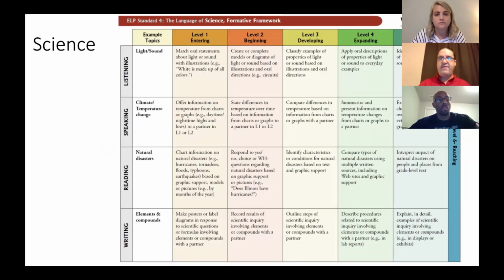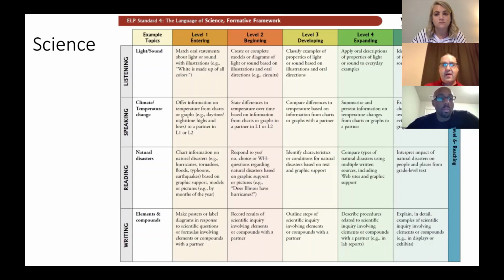And I've heard other math teachers say this before, that numbers don't know a language. Numbers are the same, whether you're talking Spanish or English or whatever. So anytime you can use numbers or graphs, that's a good thing. But then as it moves up, it's state differences in temperature over time from charts. So you can see as you keep going, you're still looking at charts and graphs. So you've still got that visual representation, and it's not just words on a page.